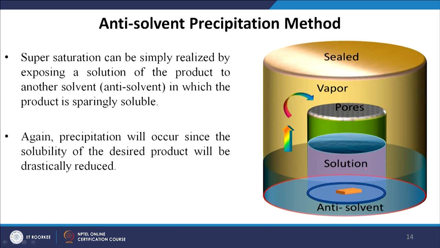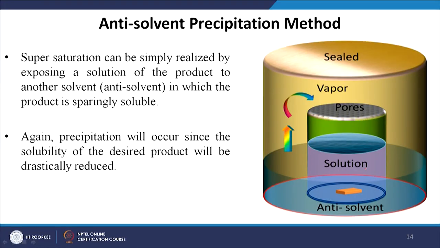Anti-solvent precipitation method. As the name suggests, we have to use an anti-solvent. Anti-solvent means a solvent where the perovskite precursor does not dissolve. Look at this figure here. Supersaturation can be simply realized by exposing a solution of the product to another solvent, the anti-solvent, in which the product is sparingly soluble. So, we have a solution here in this beaker, and then we are putting in an anti-solvent. In the anti-solvent, this material does not dissolve.